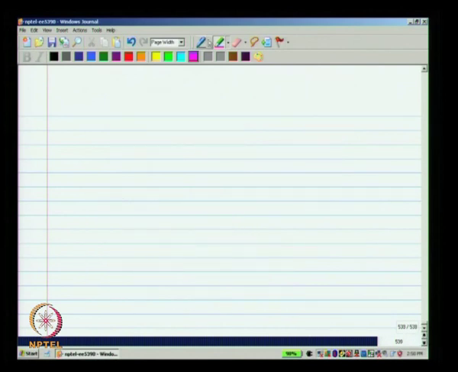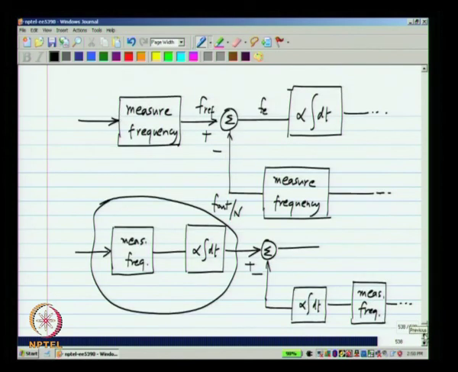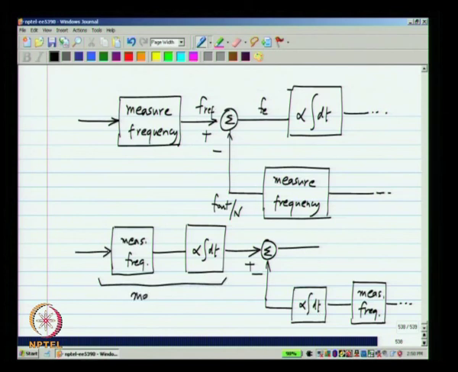Because what is phase after all? I said the instantaneous frequency is 1 over 2 pi times the time derivative of the phase, and if I invert this I will get the phase to be 2 pi times the integral of the instantaneous frequency. So, all this is doing is to measure the phase of the input signal.